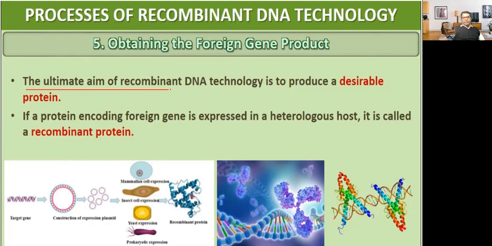Now the ultimate aim of recombinant DNA technology is to produce a desirable protein. So this is the target gene, construction of expression plasmid. Then these are mammalian cells. These cells will be producing recombinant protein. If a protein encoded by a foreign gene is expressed in a heterologous host, it is called recombinant protein. So the bacteria and mammalian cells will be producing the protein of foreign DNA. So that protein will be called what? Recombinant protein.